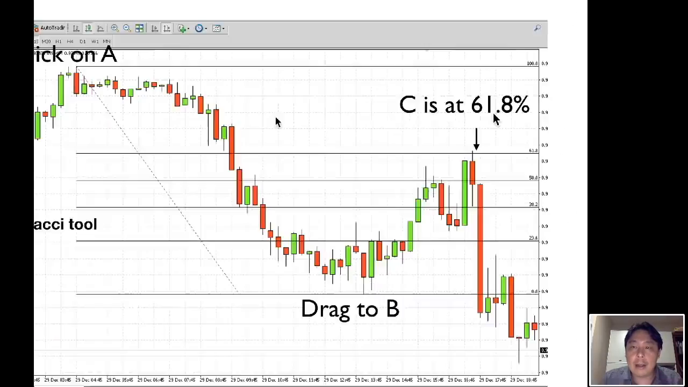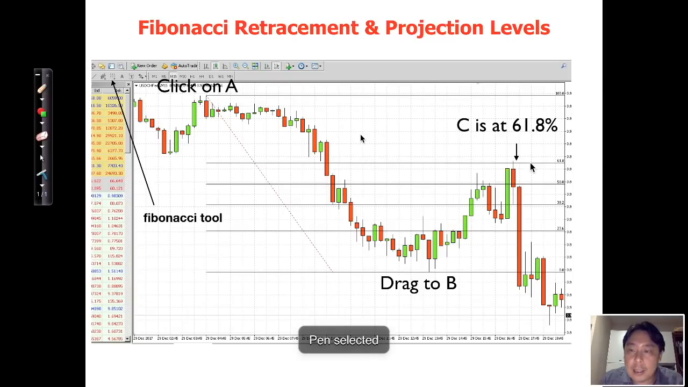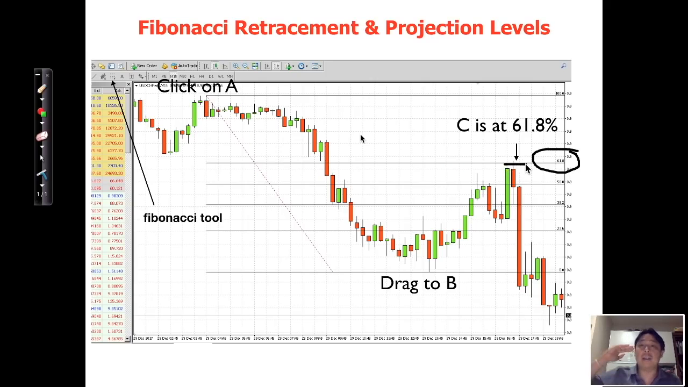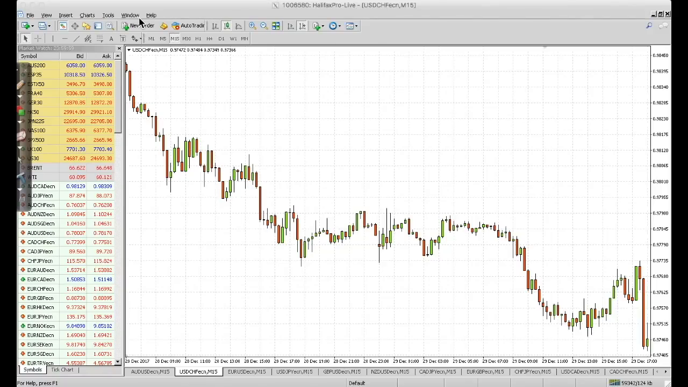So is C at a Fibonacci level? And it happens that C is exactly at the 61.8% level. So this gives me confidence that this is a strong resistance. The correction has ended. I will sell there just before it collapses. All right, so let's take a look at the charts and see how I manipulate the charts to do that.